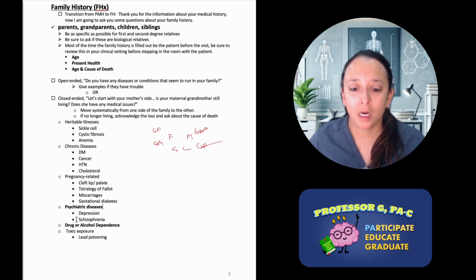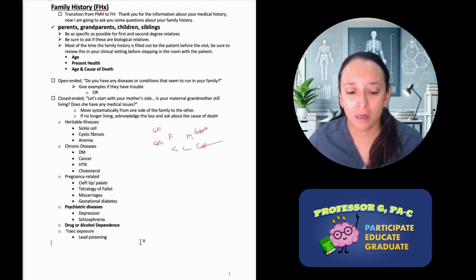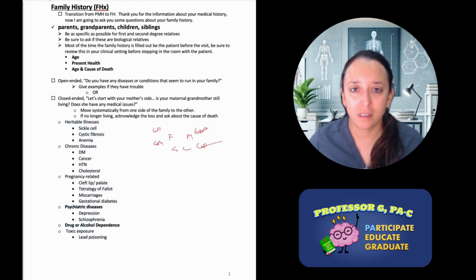Okay. And then this is just mostly in kiddos. We do some lead screenings in kiddos, so you'd want to ask about that. But don't ask all of these things for all of your patients. You'll spend way too long. And I actually recently looked up the suggested timing for each section of your practical exam. Let me see if I can pull that up really quickly because I think that's helpful.